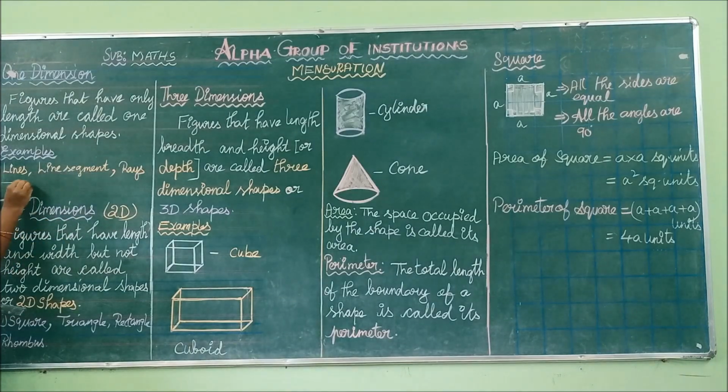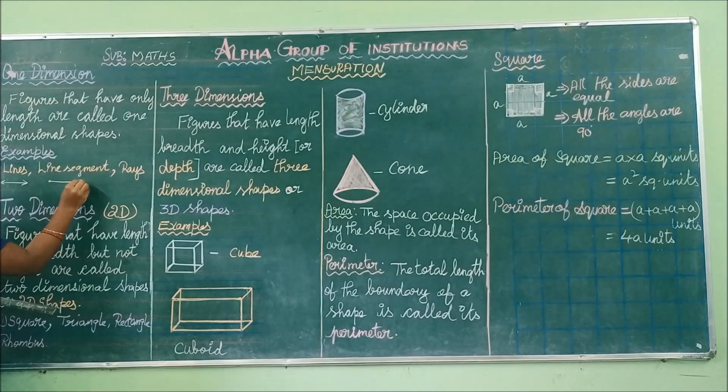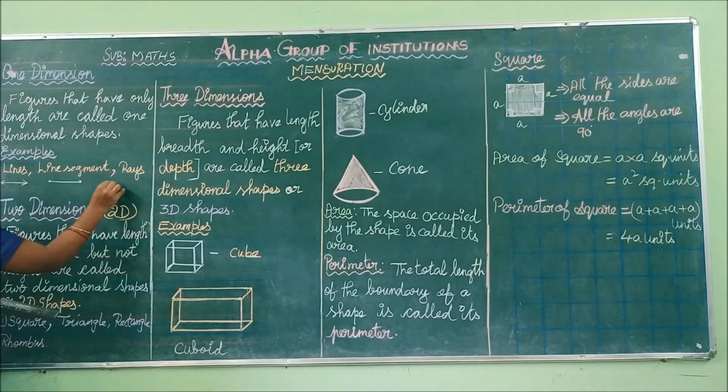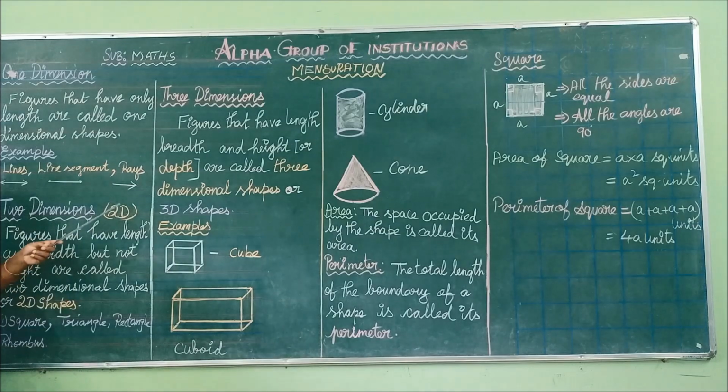What is the diagram for a line? This is how you write the line. Draw the line segment. This is the line segment, and this is the shape of the ray. They have only length. They don't have any breadth or height. So we call lines, line segments and rays one dimensional shapes.